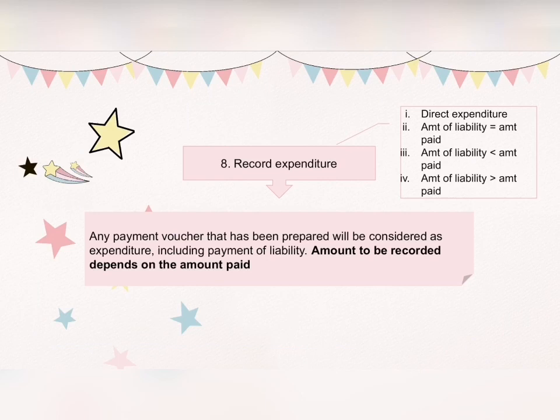Moving on to the next transaction, which is record expenditure. Any payment voucher that has been prepared will be considered as expenditure, including payment of liability. So the amount to be recorded depends on the amount paid. There are 4 types: direct expenditure, amount of liability equal to the amount paid, amount of liability less than the amount paid, and amount of liability greater than the amount paid.